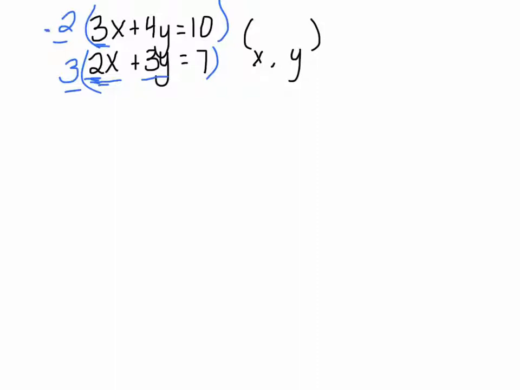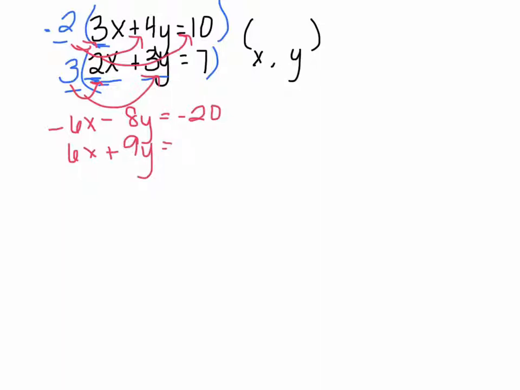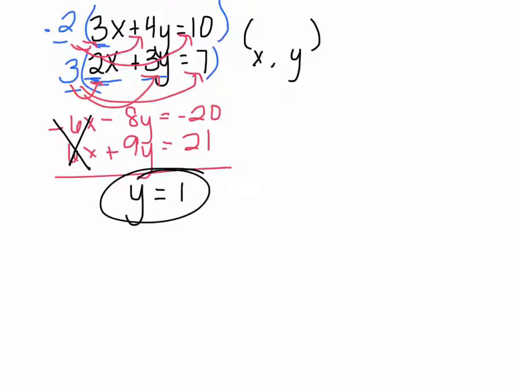So I'm going to distribute the top part. That gives me negative 6x minus 8y equals negative 20. That's 6x plus 9y equals 21. Now let's add. That cancels, and I'm left with y equals 1. That's perfect. So now y equals 1.